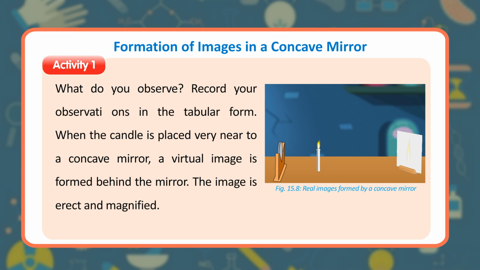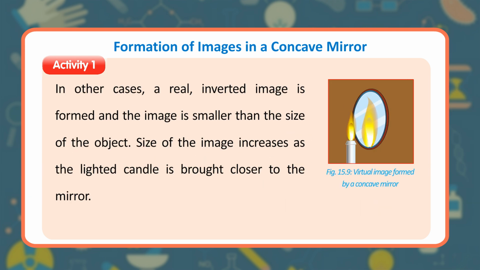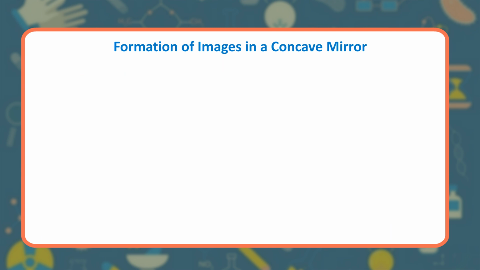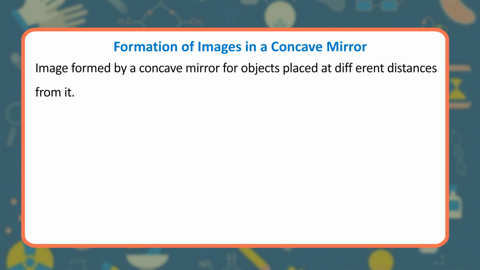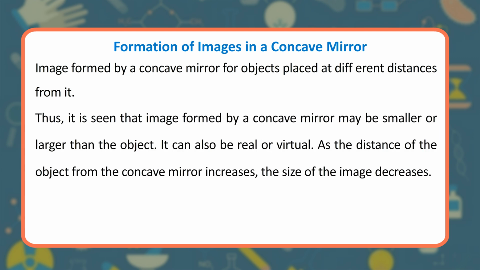When the candle is placed very near to a concave mirror, a virtual image is formed behind the mirror. The image is erect and magnified. In other cases, a real, inverted image is formed and the image is smaller than the size of the object. Size of the image increases as the lighted candle is brought closer to the mirror. Image formed by a concave mirror for objects placed at different distances from it.